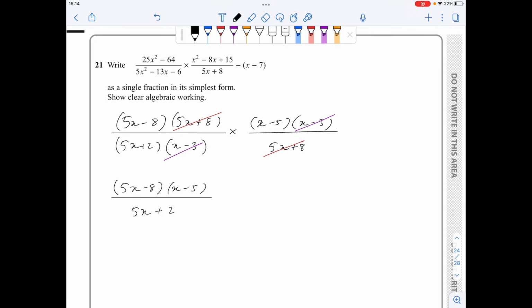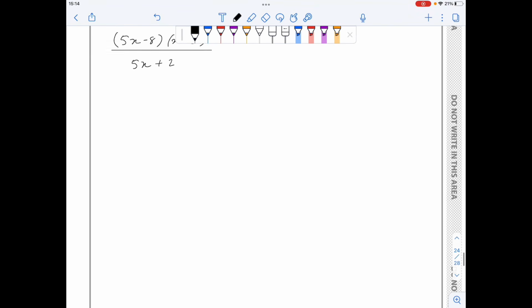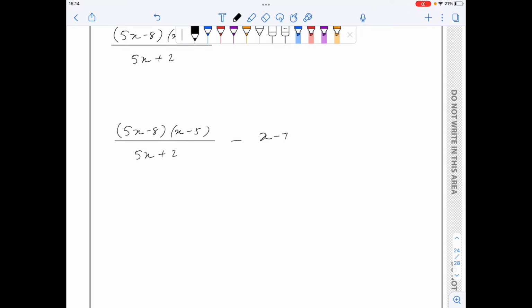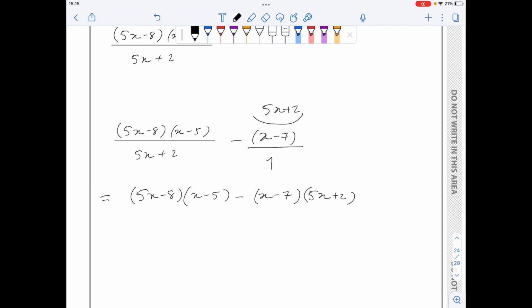Now, in the next step, I will subtract x minus 7 from this fraction. So let's just go down. Let me copy this to a new line. Minus x minus 7 over 1. So I'll multiply the second one by 5x plus 2. This will give me 5x minus 8, x minus 5 minus x minus 7, 5x plus 2, all over 5x plus 2.